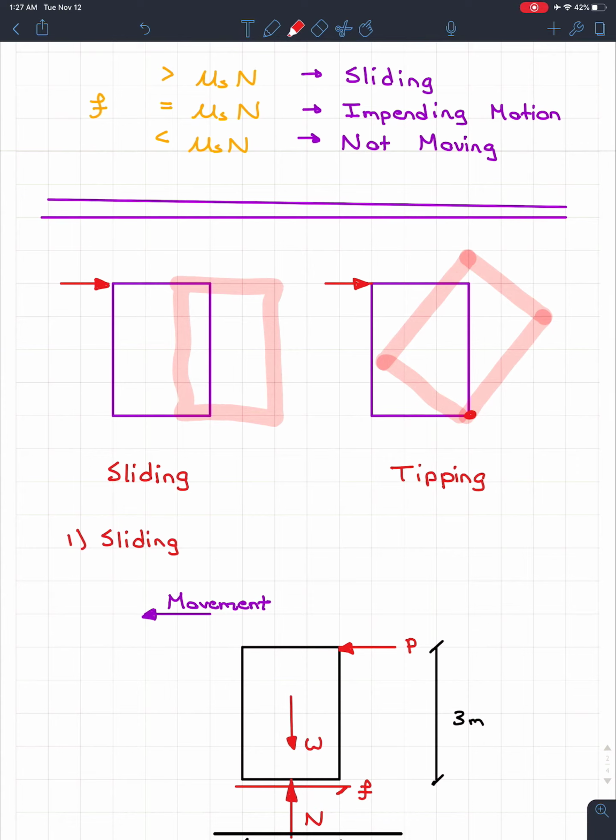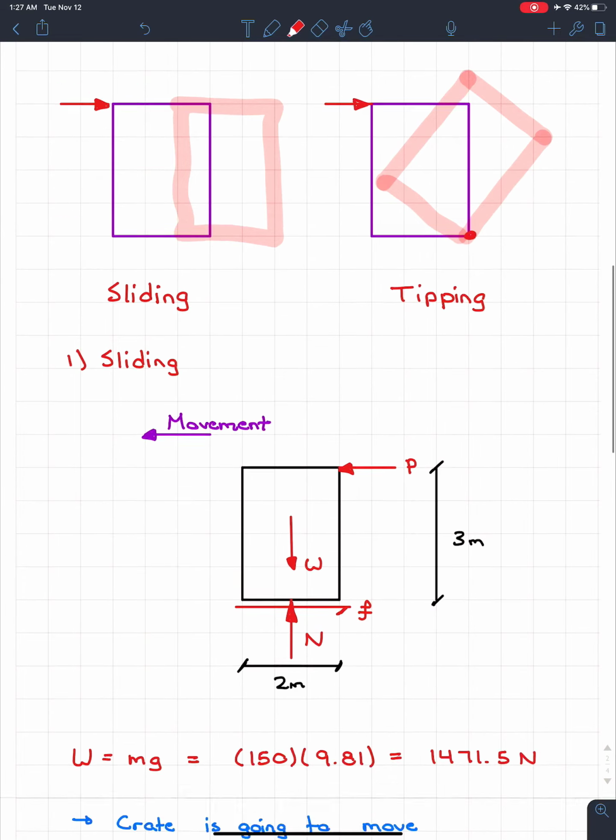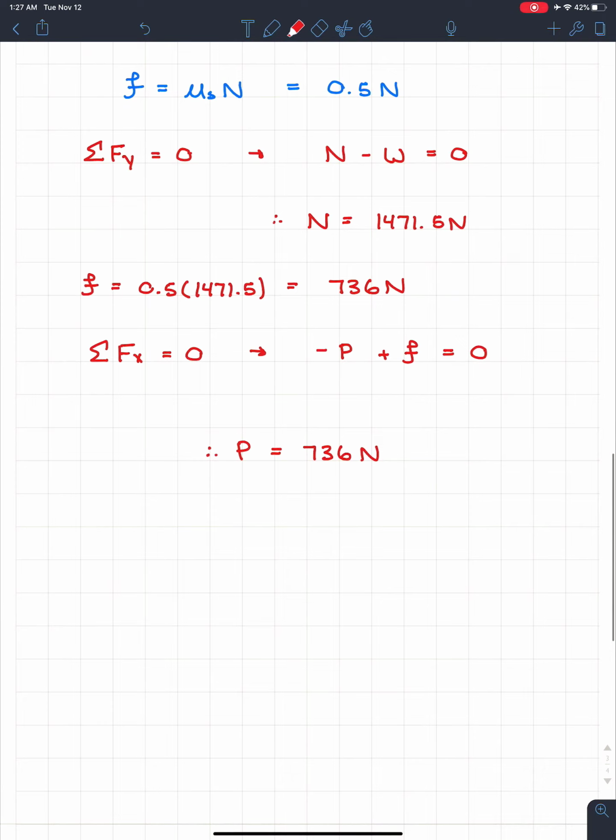One of them is sliding, and we know to cause that, P will be 736 newtons. However, there's that second scenario, which is tipping, and we don't know what amount of P is going to cause this crate to tip. So if we conclude that P equals 736 newtons, well, we may be right, but we also may be wrong, depending on what tipping is. So I can say that P equals 736 newtons, but I should put in brackets that this is sliding.